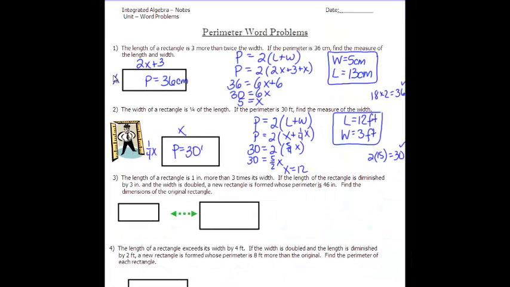Number 1, I got a width of 5 and a length of 13, and I did check that, and the perimeter is 36. Number 2, I set it up with the fraction. However, a smarter strategy might have been to set up your rectangle with the length as 4x and the width as x. But I did this just to show you how the fractions work, and you should have gotten a length of 12 and a width of 3, which gives me a perimeter of 30.